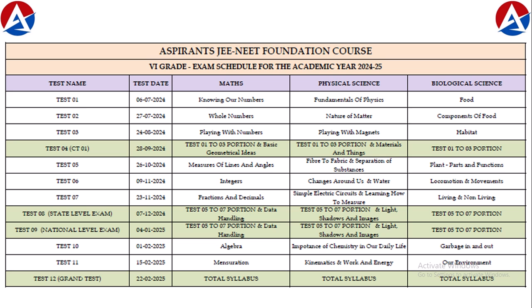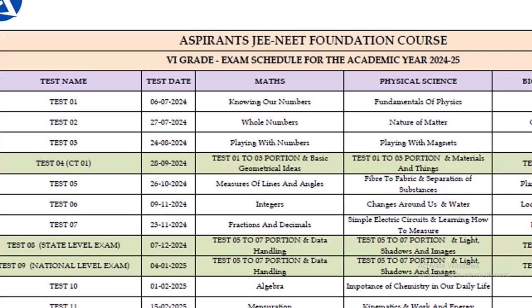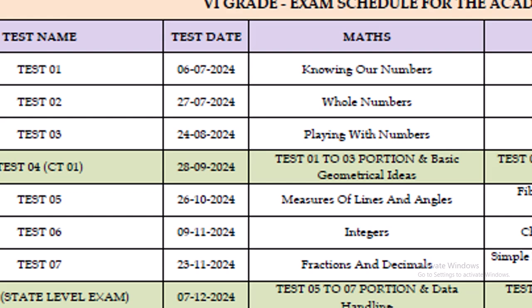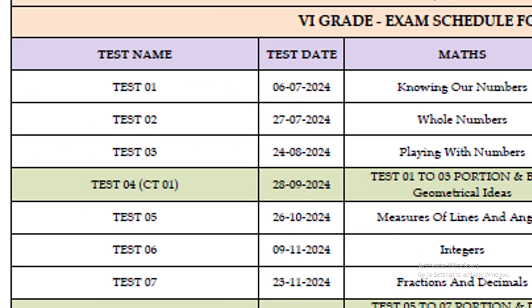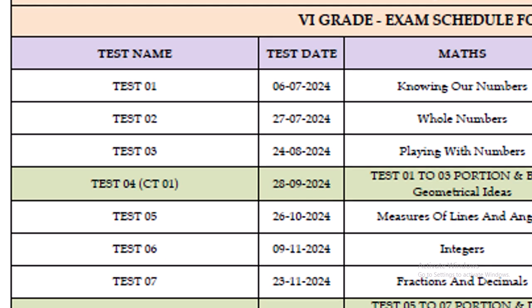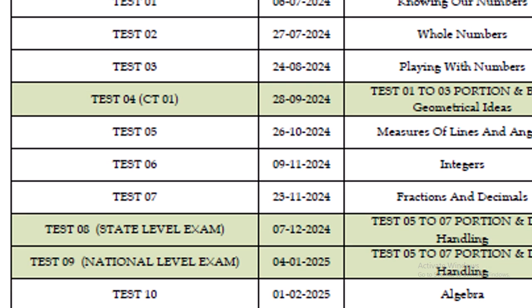You can see here the number of examinations we have planned, term wise. In the first term there are around 3 examinations. Chapter wise examinations we have planned here: test 1, test 2, test 3. After completion of these 3, at the end of the first term we have planned a cumulative examination which we call test 4. This cumulative examination includes the syllabus covered in that first term, and in the second term again 3 examinations we have planned.